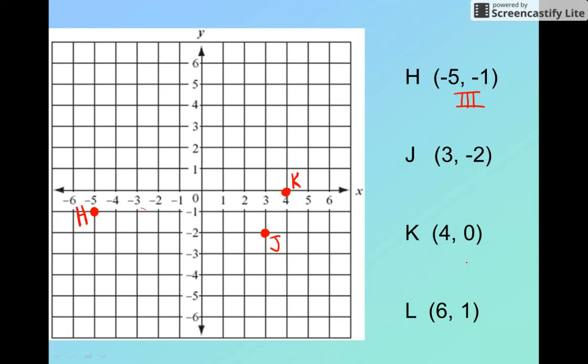And my last one is 6, 1, point L. I'm going to start at my origin, go over 6 in the positive direction, 1, 2, 3, 4, 5, 6. And I'm going to go up 1 because it was a positive 1 and name it L.